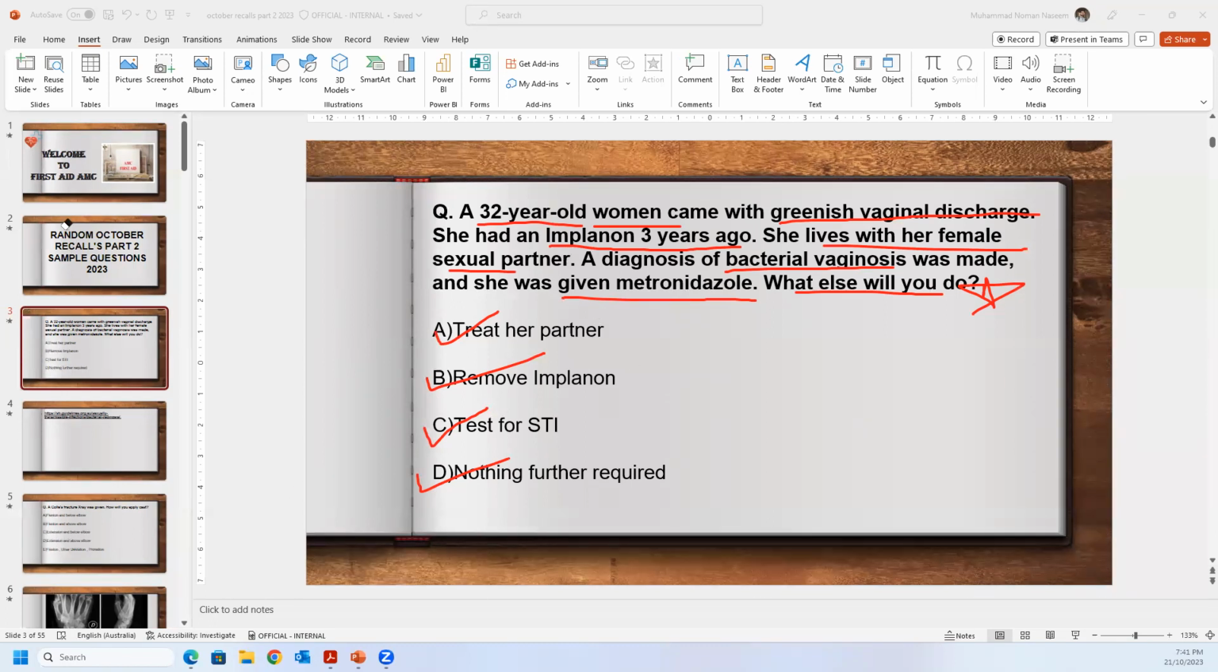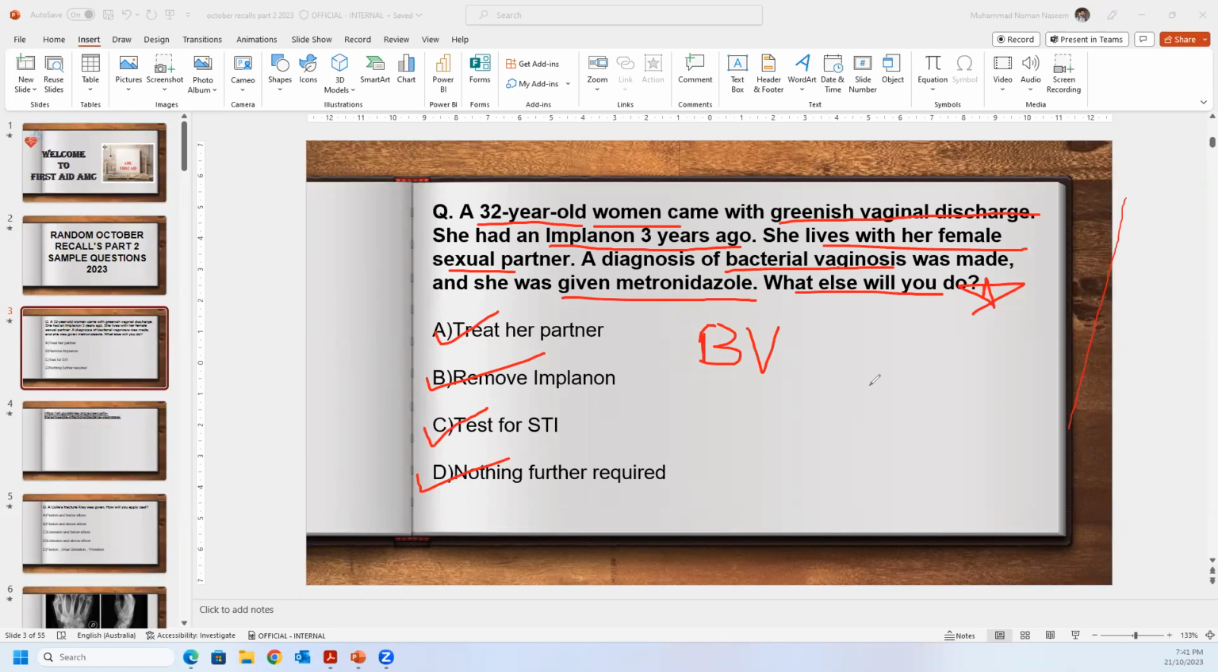Now, there are two clues over here. Number one is that she is having bacterial vaginosis. We have the diagnosis for it. Bacterial vaginosis, is it a sexually transmitted infection? Can anyone tell me? No, but one of the main concerns here is that she has a female partner. Yes, very important. She has a female partner.